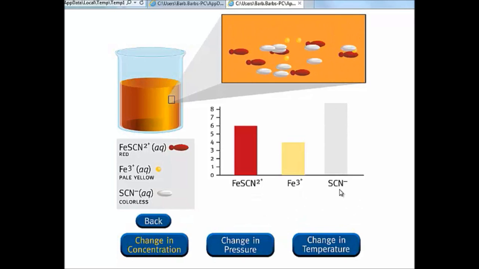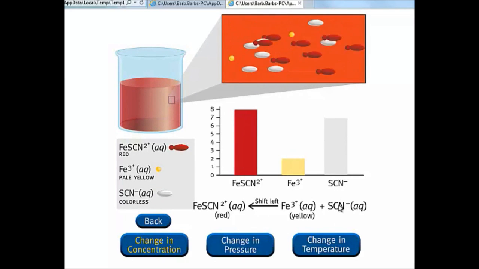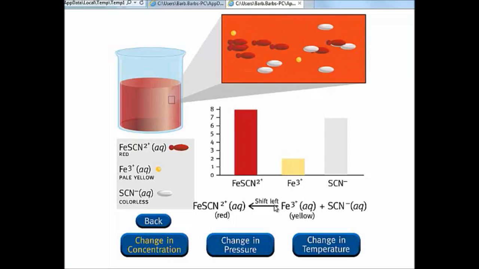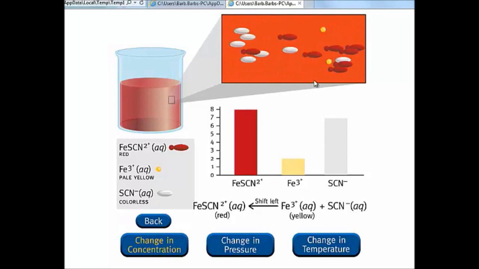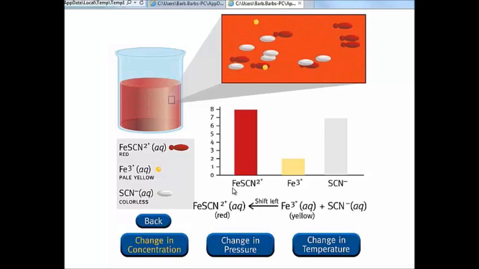In this case, the stress applied to the equilibrium system is an increase in the concentration of thiocyanate, SCN-, from the dissociation of sodium thiocyanate. To offset this stress, some iron 3+ ions react with some of the added thiocyanate ions, and the system shifts from right to left to re-establish equilibrium.